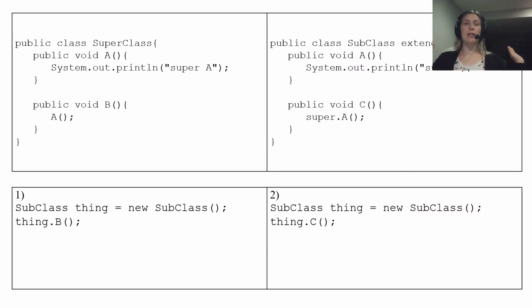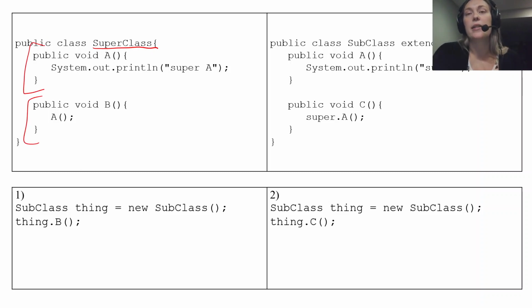More examples, because I truly don't think we can do enough of these examples to help us out here. So this is going to be just a simplified super and subclass, okay? Just to kind of work with upcasting some more, and also see how it works with some method chaining here. So notice I have my superclass, and I have a method called A and a method called B. Then I have a subclass that extends the super. It has a method A and a method C.